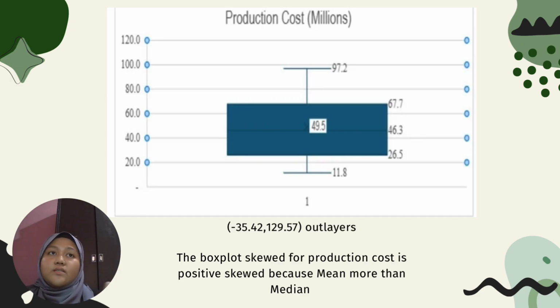However, there are no outliers from my calculation, where production is still in the safe range between negative 35.42 million until 129.57 million.